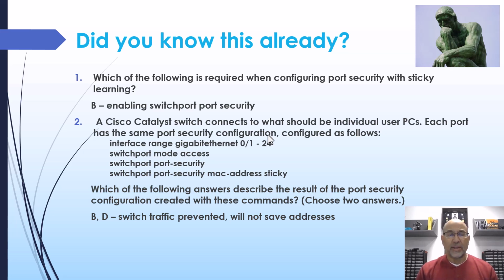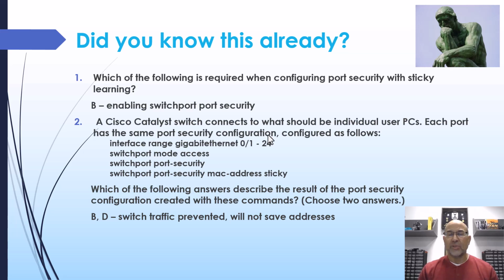Number 2, a Cisco Catalyst switch connects to what should be individual user PCs. So those would be access ports, right? Each port has the same port security configuration, configured as follows. So there's the range command, everybody's been made an access port, port security has been turned on, and then switchport port-security mac-address sticky has been enabled as well. So that means I'm going to learn whatever MAC address is there.